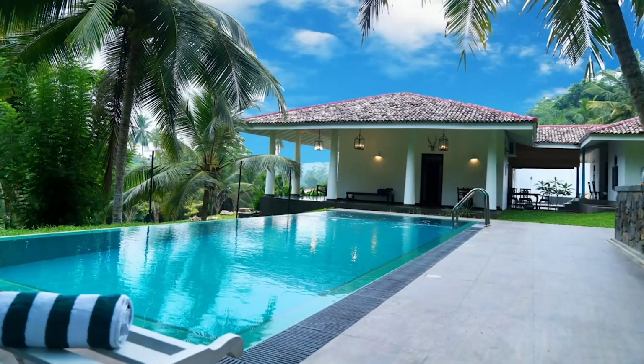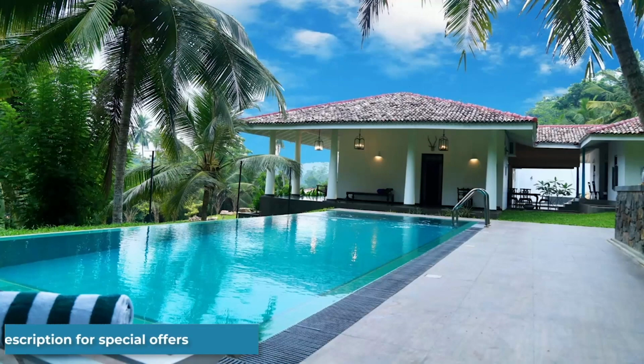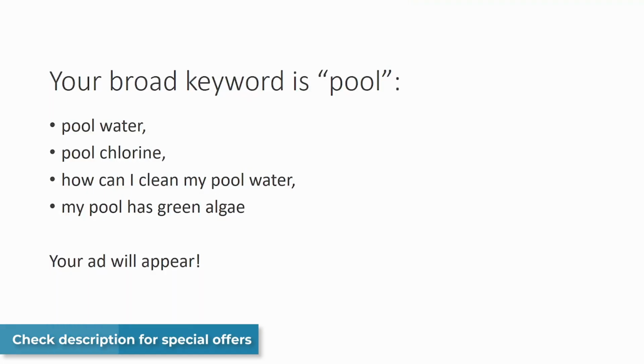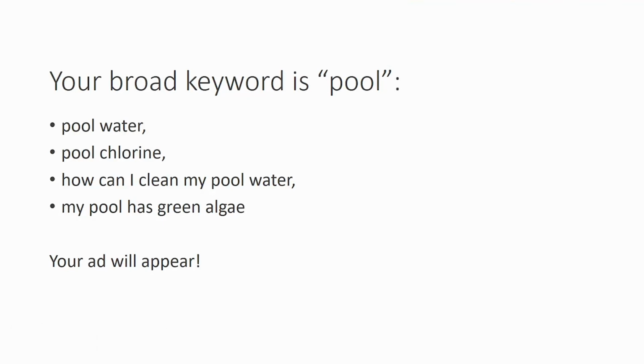Let's look at an example. Let's say you sell custom-built in-ground swimming pools, and your broad keyword is pool. Whenever someone types into Google, pool water, pool chlorine, how can I clean my pool water? My pool has green algae. Your ads will appear. These are broad match type keywords. As you can see, not all of these terms are relevant to your service. Nonetheless, your ad will appear.